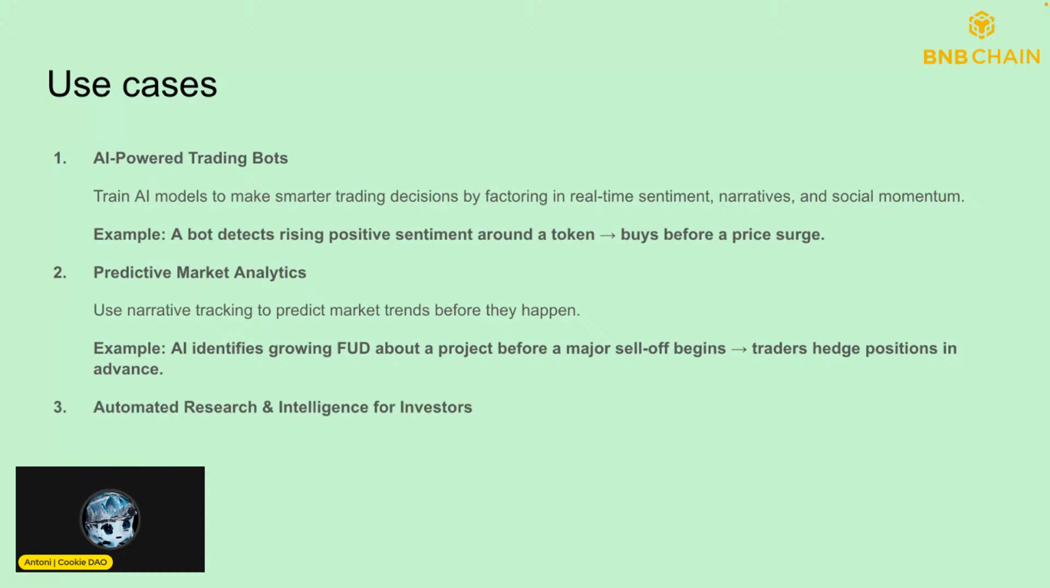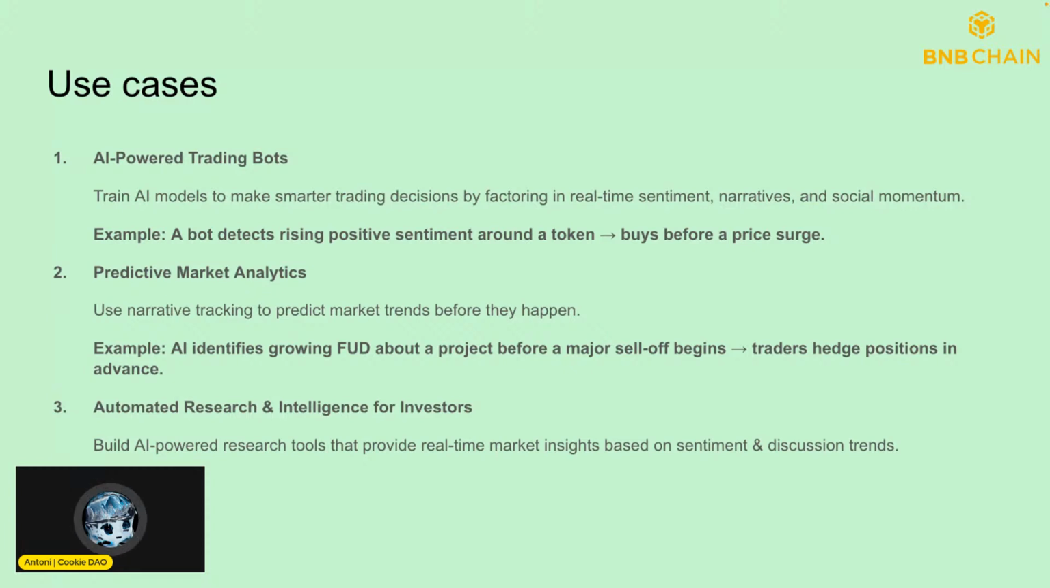And then automated research and intelligence. We can build research tools that, once again, are not focused on on-chain data only. They can factor in way more context. So our context window is complete.